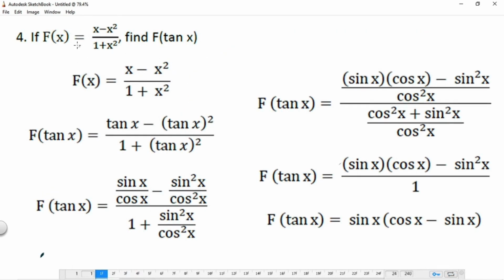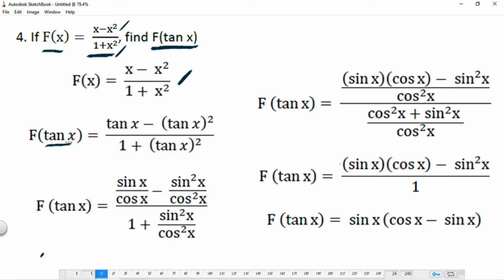For number 4, if f of x is equal to x minus x raised to 2 divided by 1 plus x raised to 2, find f of tangent x. From this exercise, it is an application of a rational function because there is a division of two polynomials and a trigonometric function. Okay, this is our original function here. We just have to find for tangent of x.